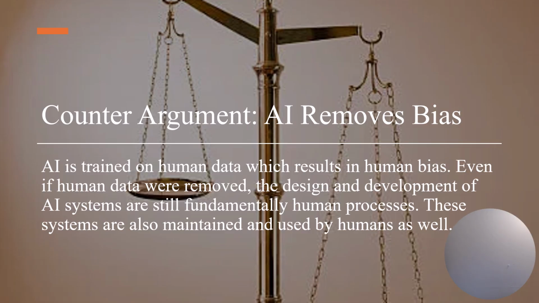The next counterargument is that AI removes bias. While AI, in theory, because of its algorithm, would remove bias, it's trained on human data, and that results in human bias. And even if that data was removed, the design, the development, even what it's being used on is still human. And in the end, even the idea of an AI is fundamentally human. That results in it being nearly impossible to create an algorithm or an AI that is completely devoid of any sort of bias.